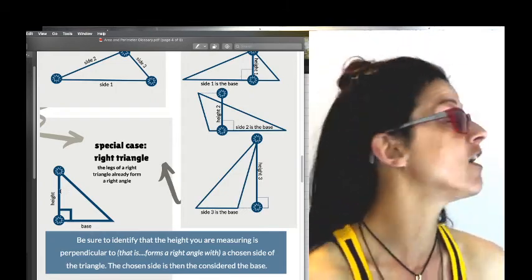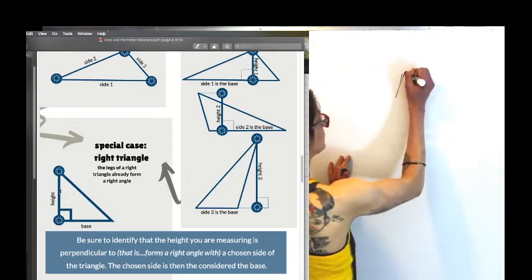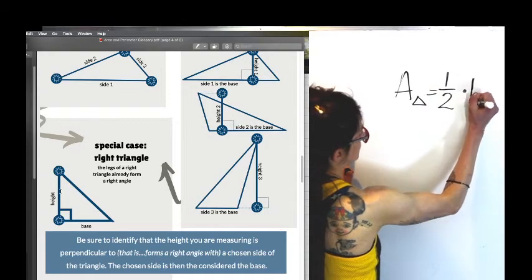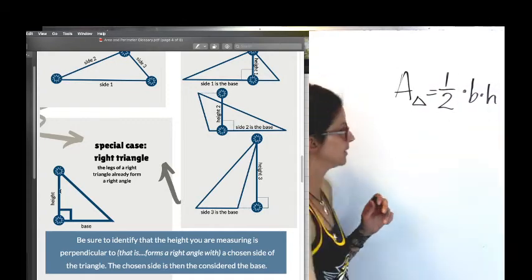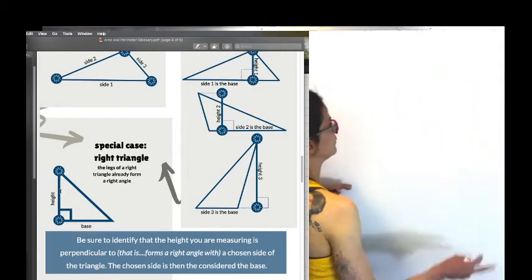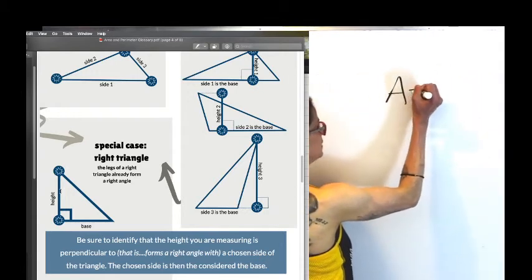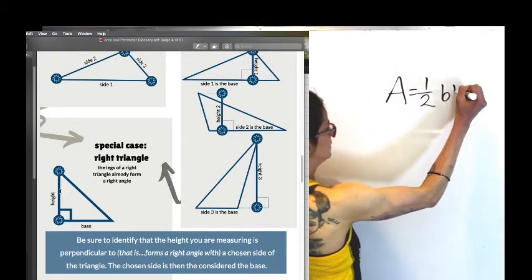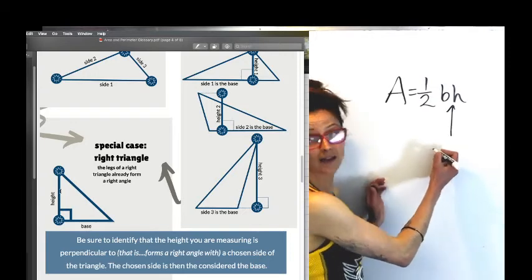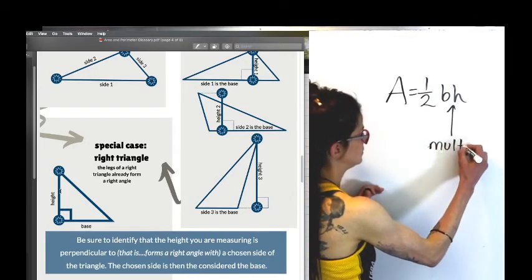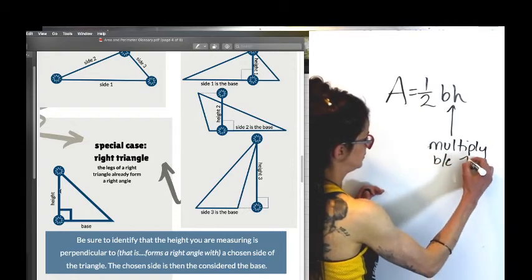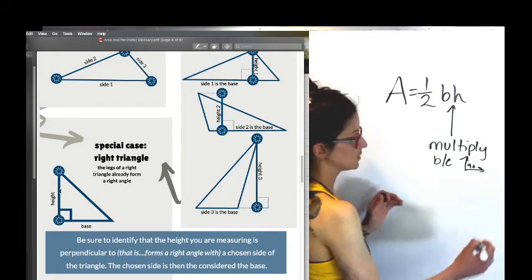So the area of a triangle is found by 1/2 times the base times the height. Okay, so 1/2 base times height is the area of a triangle. Go ahead and write that down. And what does this formula mean? Okay, well, the base and the height, they're being multiplied because they meet at a right angle. They form a 90-degree angle.